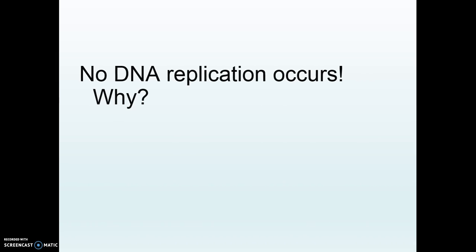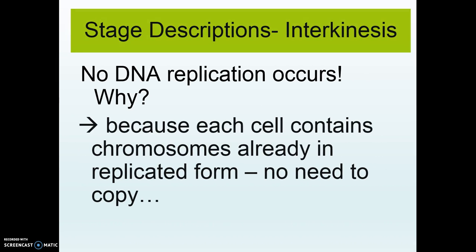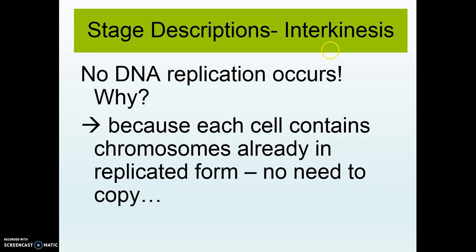Now we're looking at interkinesis. So here we have a cell that divides into 2 daughter cells, and remember, before it goes into the second division, so this is meiosis 1 and meiosis 2 producing 4 daughter cells. Before we go into meiosis 2, there should be a period of rest, and this period of rest is not called interphase, it is called interkinesis, because here no DNA replication occurs.